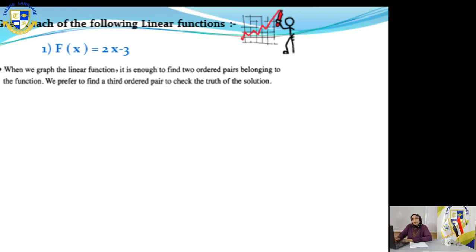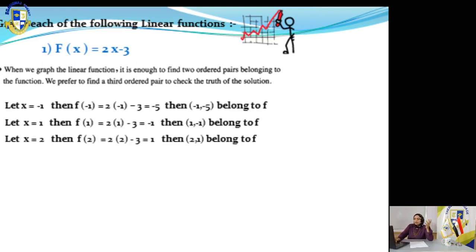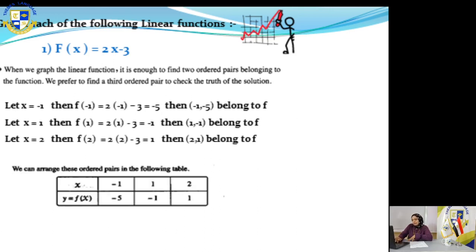Let x equal negative 1, 0, and 2. So we have the ordered pairs negative 1 and negative 5, 0 and negative 3, 2 and 1. We have a table here. Put the points, then represent them on the graph: the points negative 1 and negative 5, 0 and negative 3, 2 and 1, as we see in the graph.